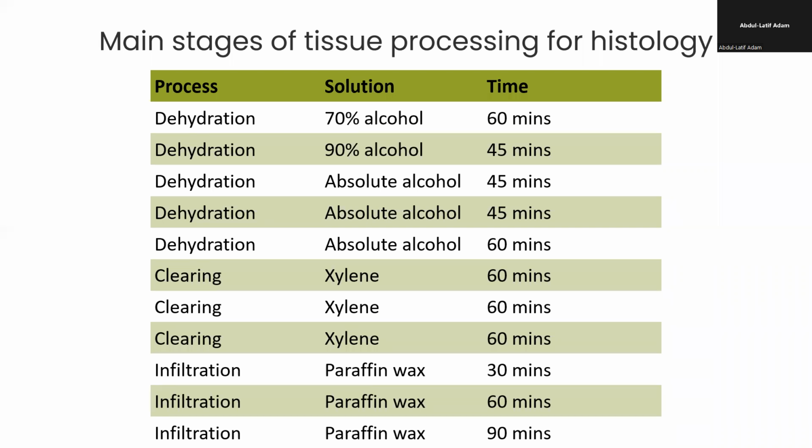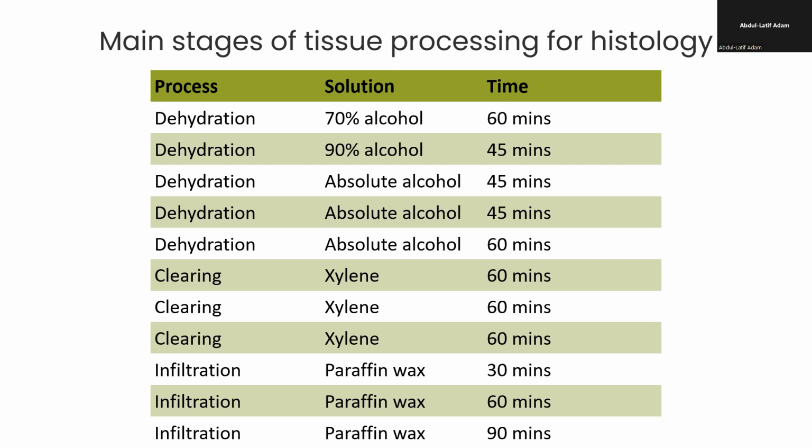tissue fragments, like core biopsies or cone biopsies, those ones you have reduced time. Okay, so depending on the type of tissue, the density of the tissue, how thick the tissue is, it influences the time of the process.